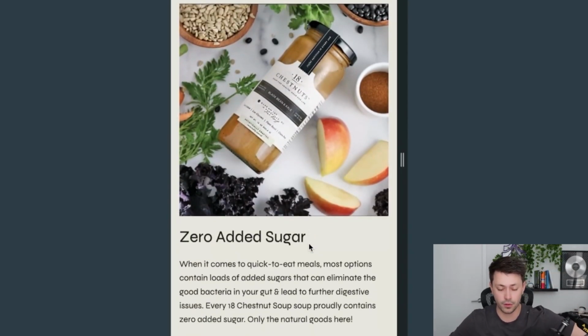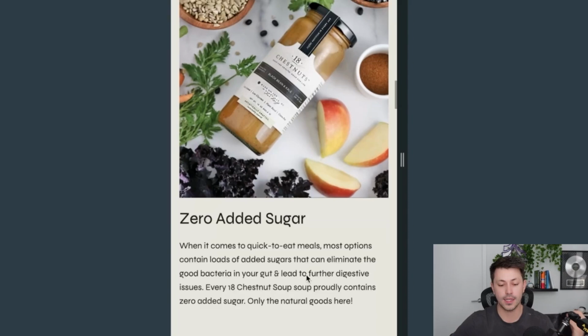And again, as we scroll further, you'll notice that we call out that there's 0 added sugar. And again, the imagery here is really playing a part because we're showing apples to be like, hey, it's not that they have no sugar. It's the fact that we're using natural sugars. So there's no actual added sugar to this, which again is something that is known to cause digestive issues.